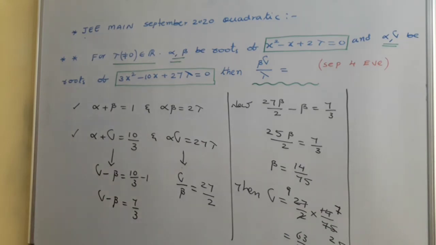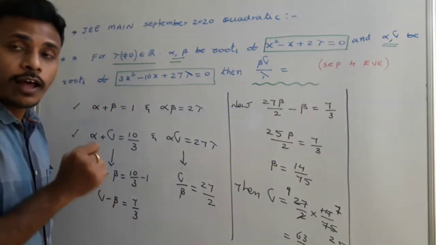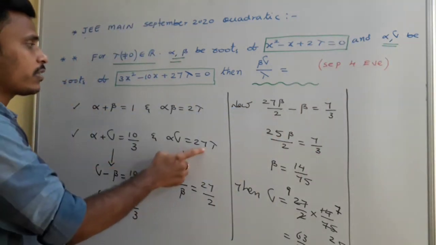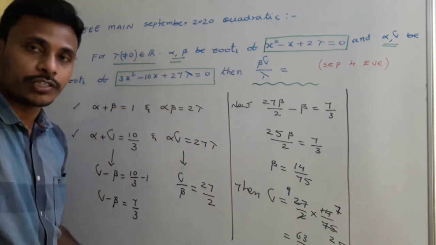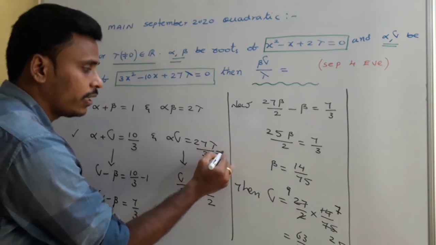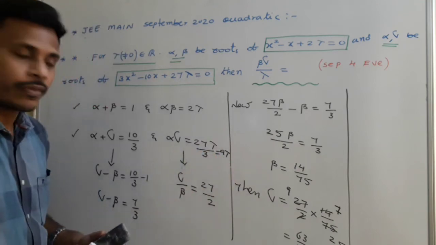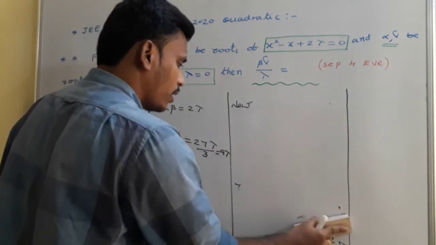So everybody just have a look. Actually I made a mistake here, okay? Here the second equation, the roots are alpha, gamma. So alpha into gamma is c by a, in the sense 27 lambda. This is constant by x square coefficient, 3 I need to consider, okay? It's a small mistake, and then this is 27 lambda by 3, which is equals to 9 lambda. From there we need to calculate every other value. So I am erasing this.